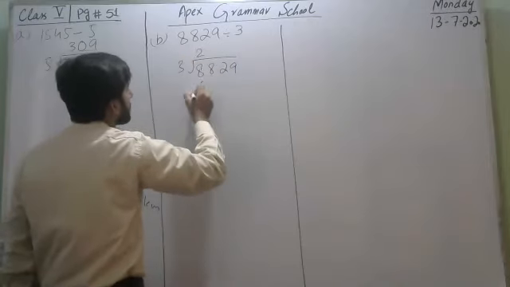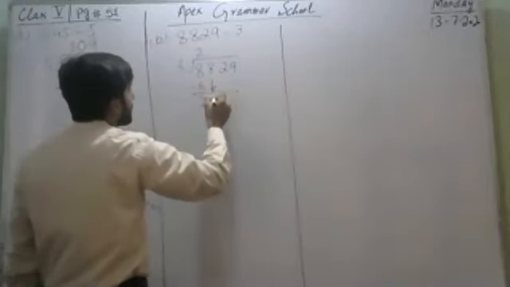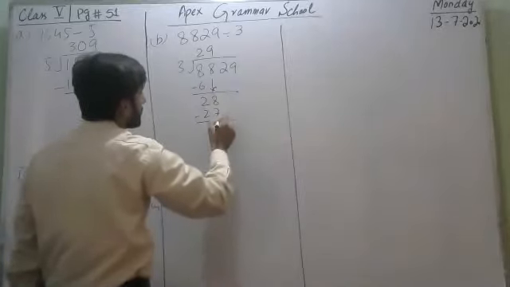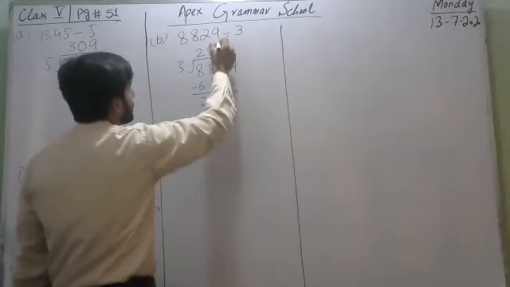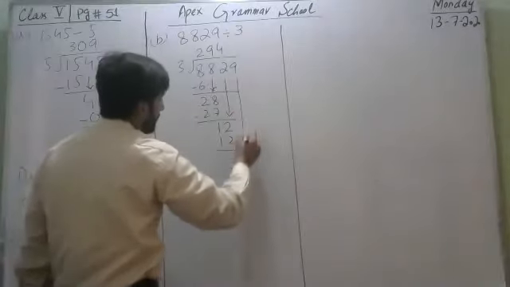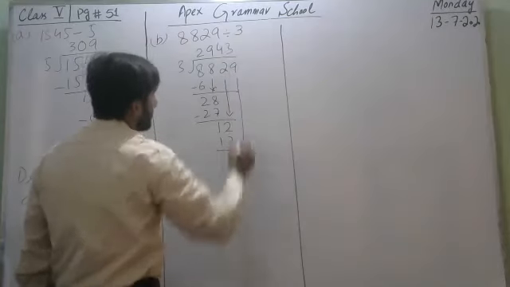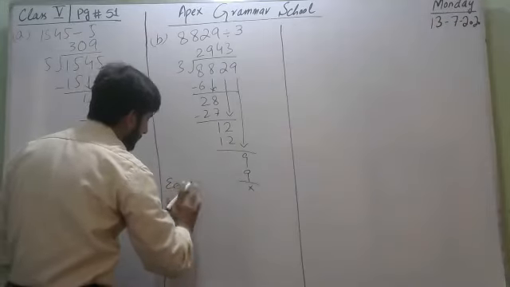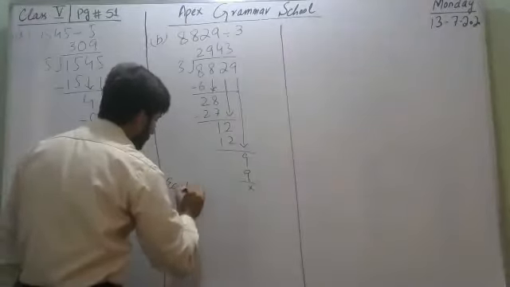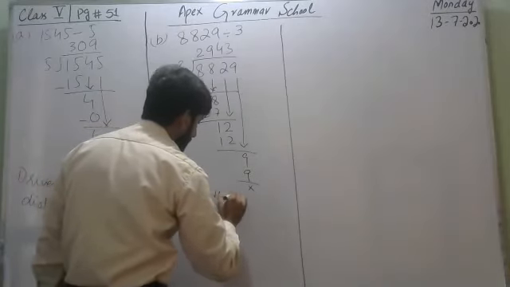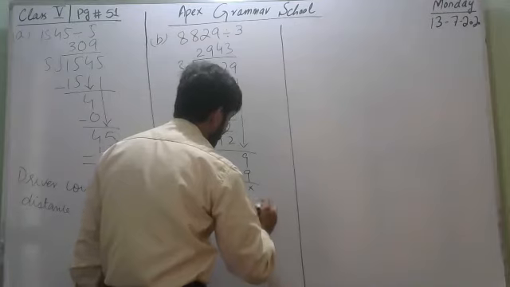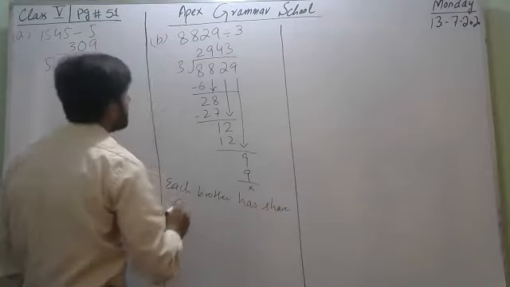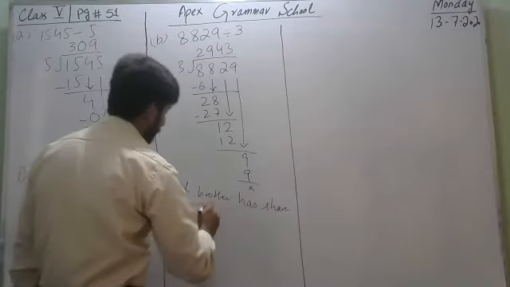Three twos are 6. 3 nines are 27. 3 fours are 12. 3 threes are 9. Each brother has shared rupees 2943.